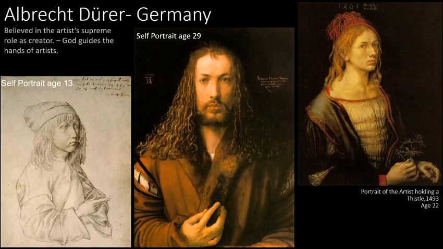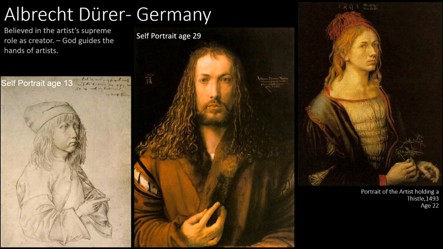So this is Albert Dürer. He is a German painter. And he's a guy who believed that the artist was inspired by God, that God moves the artist's hands. And so when they paint or draw or make a print, God is actually working through them. So the role of an artist was somehow the act of God. All right. So he believed in the artist's supreme role as a creator, because God, the creator, is working through him.